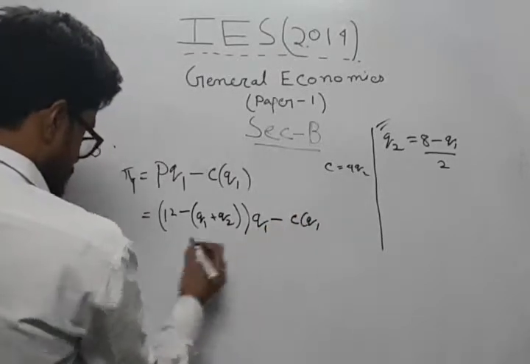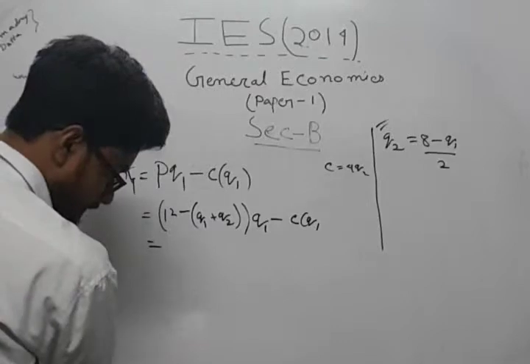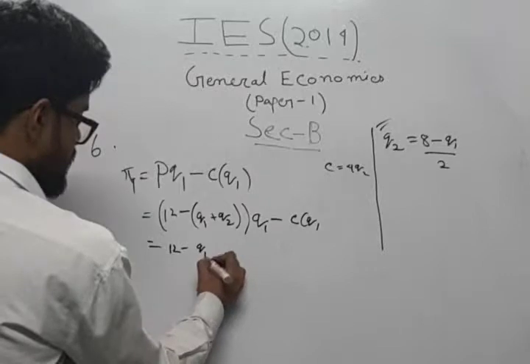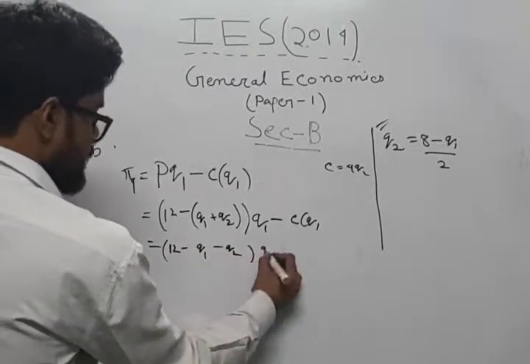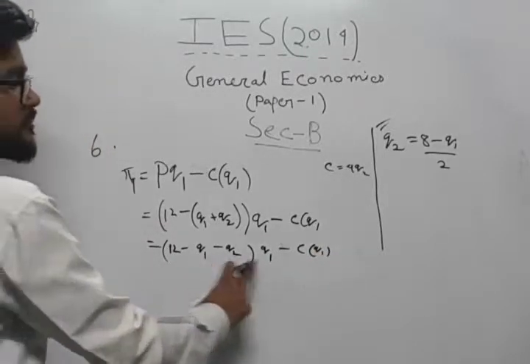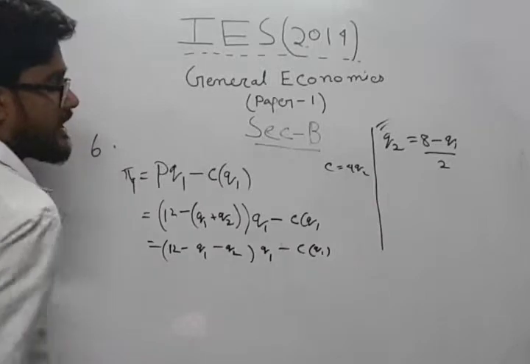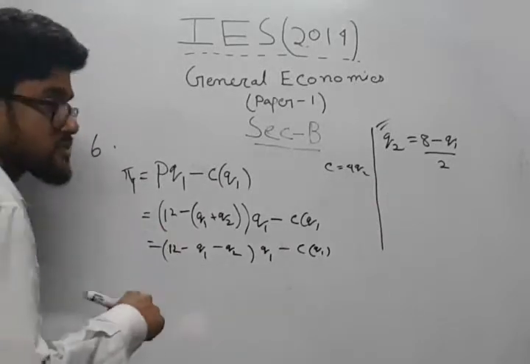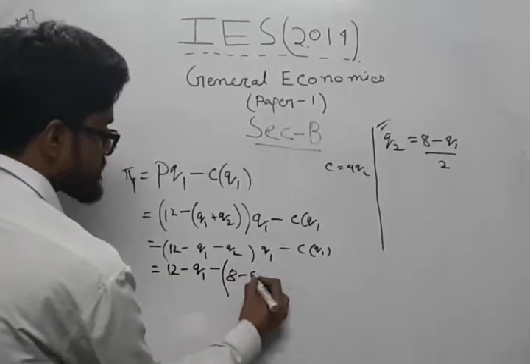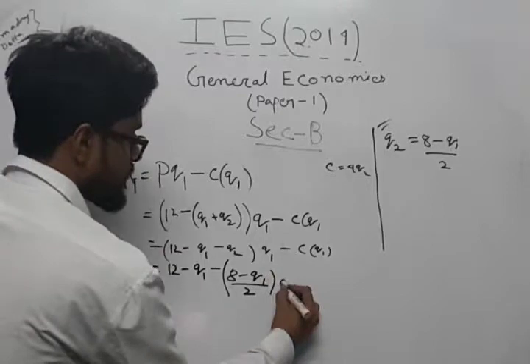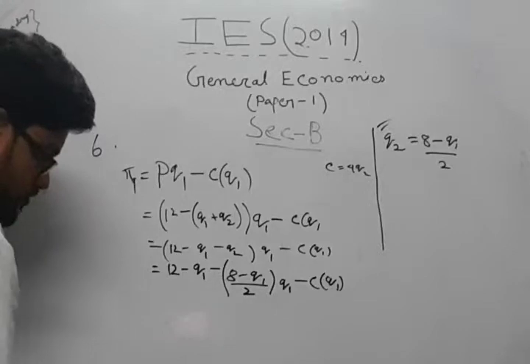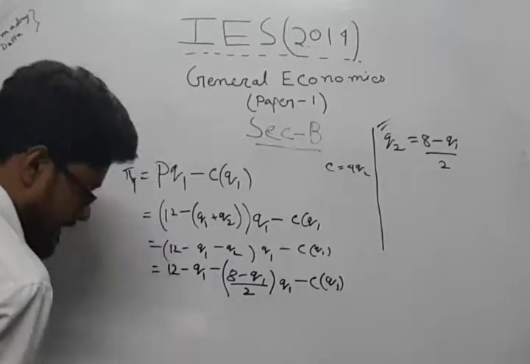Similarly, if you proceed further this way, you will get 12 minus Q1 minus Q2, times Q1, minus CQ1. Now you see, instead of Q2, we can put the value which we found earlier by the process of backward induction. So we'll put the value here: (8 minus Q1) divided by 2, times Q1, minus CQ1. If we continue to solve this equation, we'll get it to be like this.